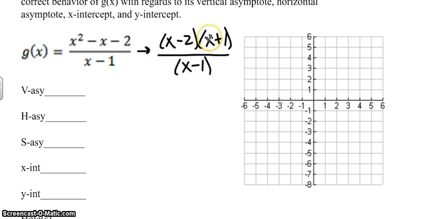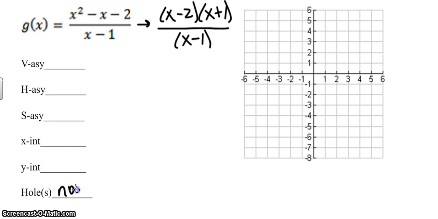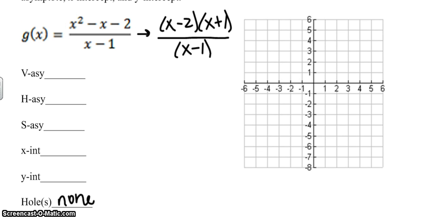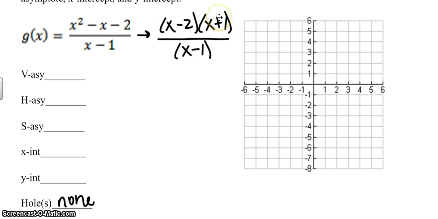From here, read your domain. Well, x can't be equal to 1. See if there's any holes. Is there anything that cancels? No, there's not. So this is none. So this is our simplified version. This is what we're going to read from and do the rest of our analysis.